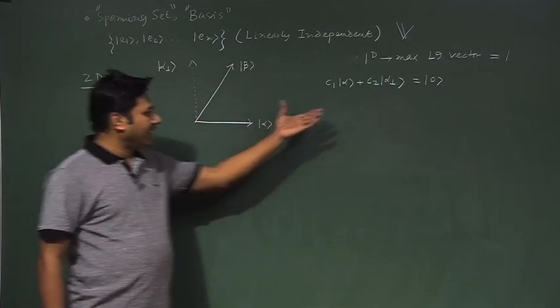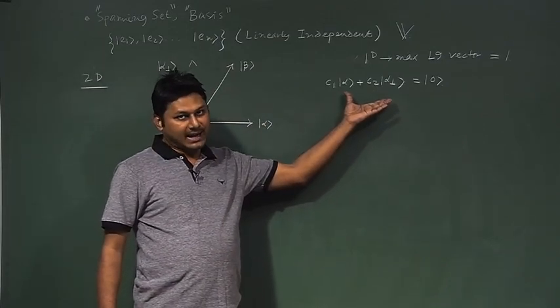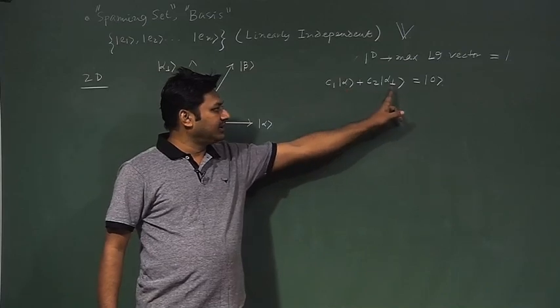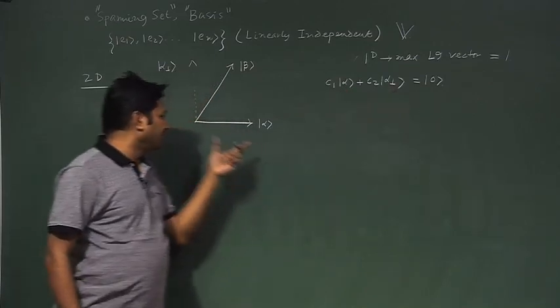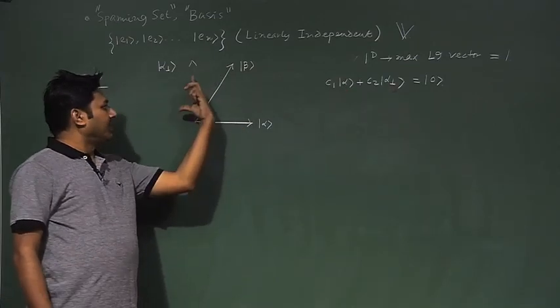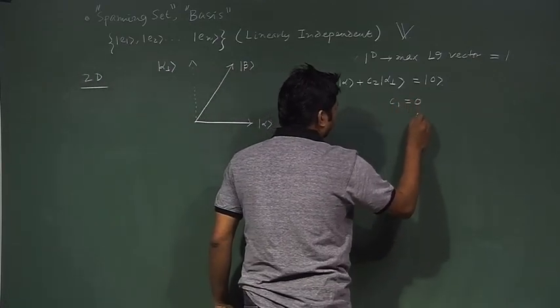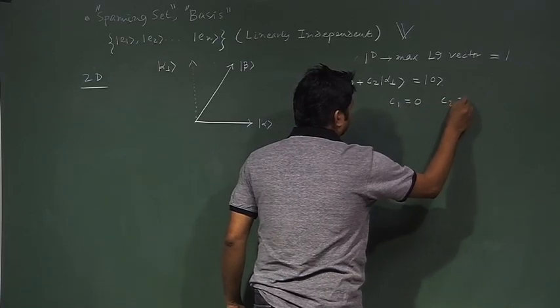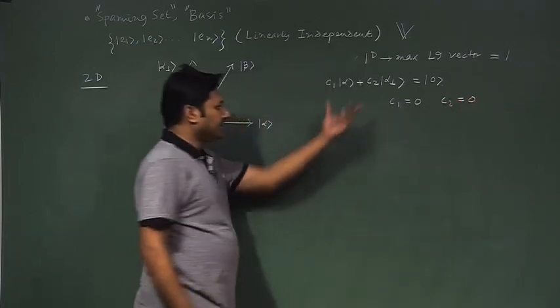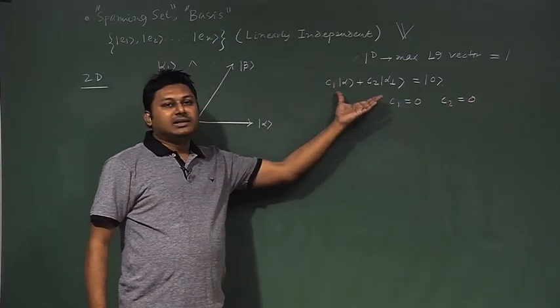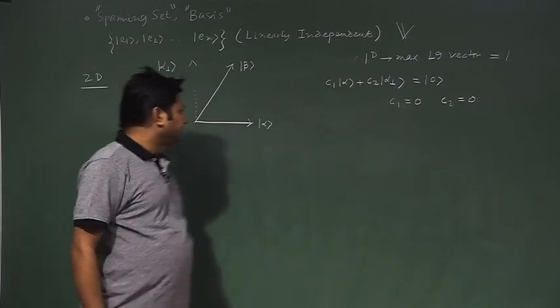So now if I have this expression in my hand, since these vectors are perpendicular to each other, that means no way I can write this vector in terms of this vector. So the only solution is C1 equal to 0 and C2 equal to 0. This is the only solution. That means these vectors are linearly independent vectors, that is for no doubt.